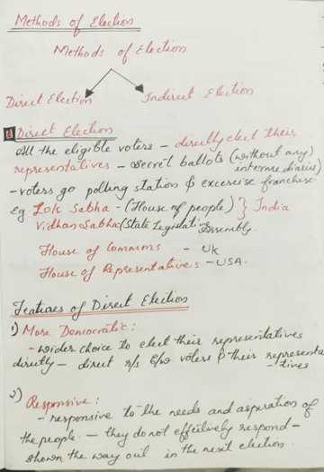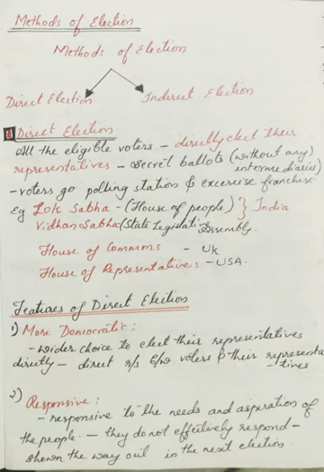So let's know what are the methods of election. Modern democratic system has adopted two methods of election. They are direct election and indirect election. So let's know what is direct election.